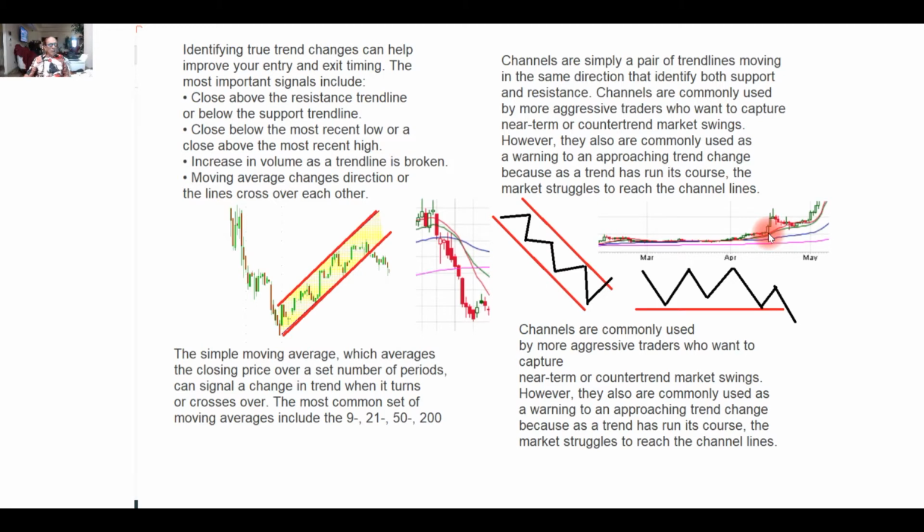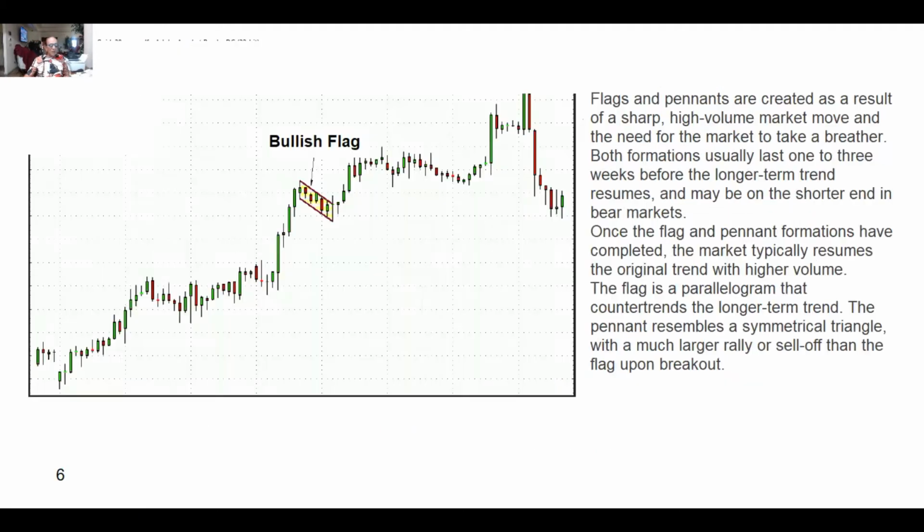Channels are normally used by more aggressive traders who want to capture the near-term and counter-trend market swings. So it's not for everybody, but it's a tool that you can use to do your investments or trading. Right here, this is what they call a bullish flag.